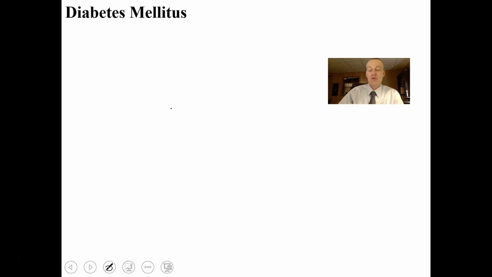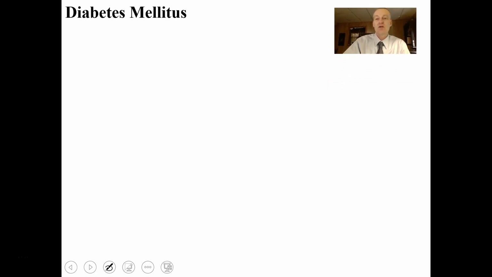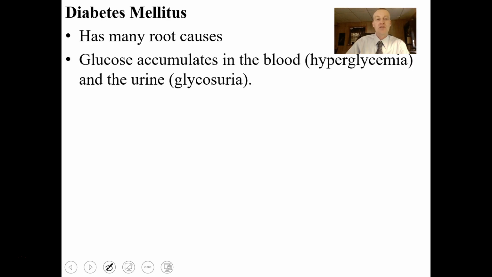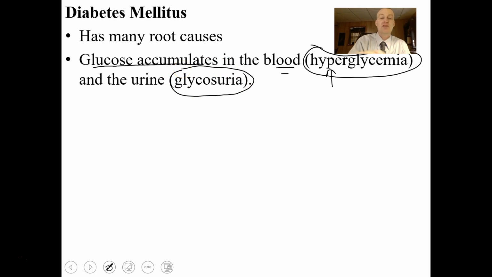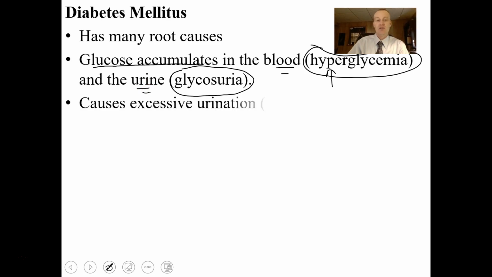So there are disorders related to a dysfunction of the pancreas. Diabetes mellitus is one of them. It has many root causes to it, but what happens in diabetes mellitus is glucose will accumulate in the blood, so it'll cause hyperglycemia, high sugar content in the blood, and it will cause glycosuria, which is a high glucose content in the urine. It causes excessive urination or polyuria.